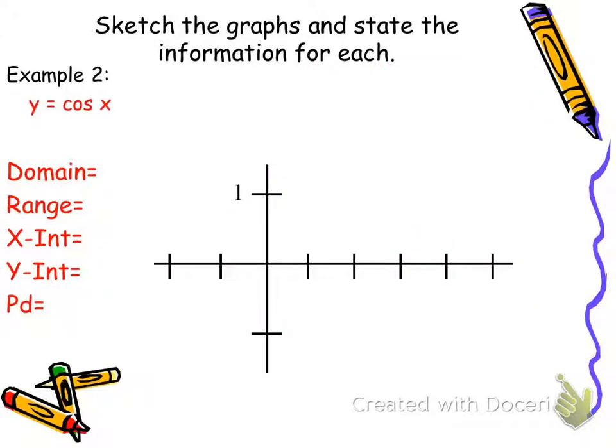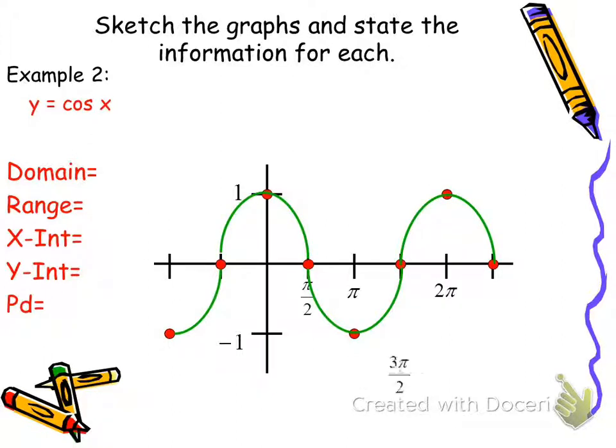All right. So that's cosine x. What do you think we're going to do next? Tangent x.